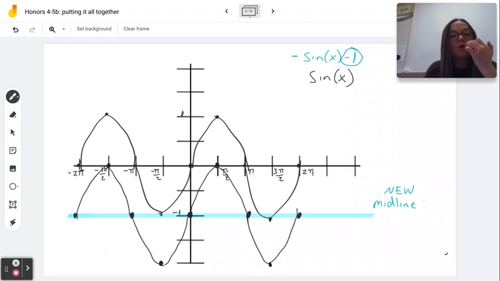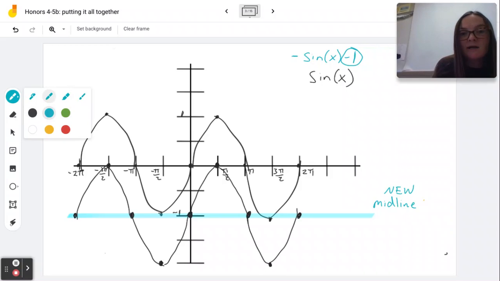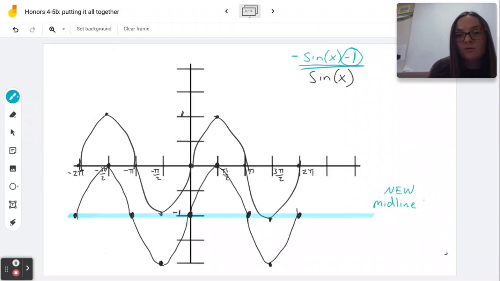Okay, so believe it or not, we are almost done with this graph. The graph that's going to be the correct answer, I'm going to put in blue. So negative sine of x minus 1 is going to be written in blue. The only other thing that I need to do next is reflect across the x-axis because sine is being multiplied on the outside by a negative.